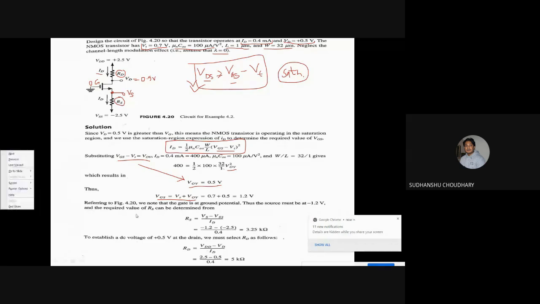We understand that this is VGS minus VT, so we write here V overdrive as VGS minus VT. From this, VGS comes out to be, since VT is known to us, 0.7, and V overdrive we have found 0.5. So that means VGS is 1.2 volts.